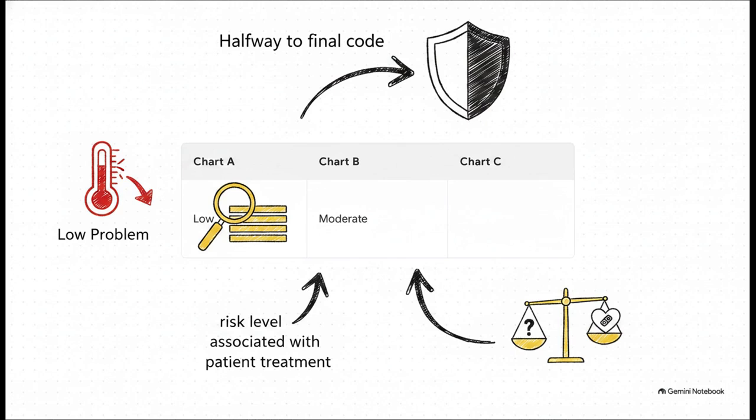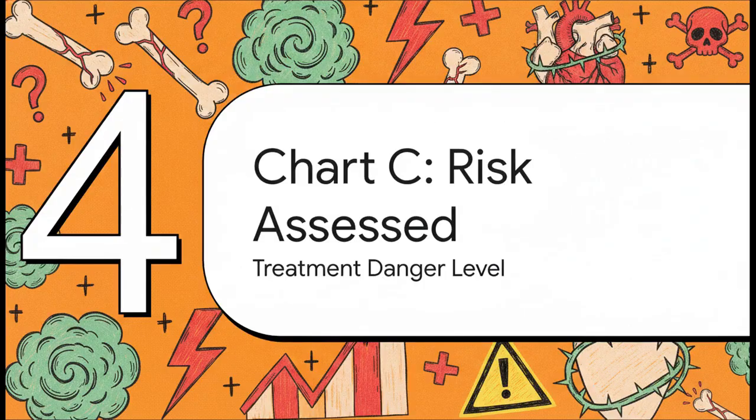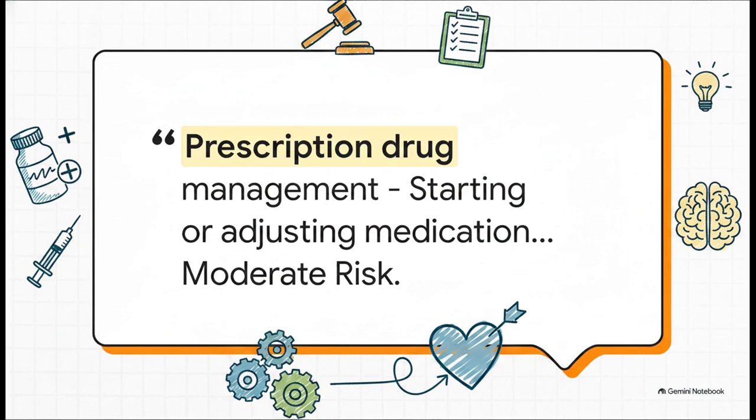Chart A is low and Chart B is moderate. We're halfway home. Now we just need to figure out the risk level based on how the provider actually decided to treat this patient. Section 4, Chart C, risk assessed. Let's see exactly what the guidelines tell us about risk.